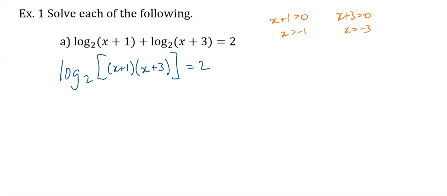If x has to be greater than -1 and x has to be greater than -3, by deductive reasoning, x has to be greater than -1. If it's greater than -1, it will be greater than -3. So only one of our restrictions ends up counting in this case.